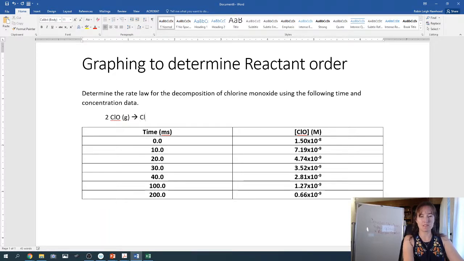The only thing that this can do is break down into elemental chlorine and elemental oxygen. A rate law for a reaction, so this is our reaction, is equal to k, the rate constant, times the concentration of your reactants raised to some order. And right now we don't know what that order is.